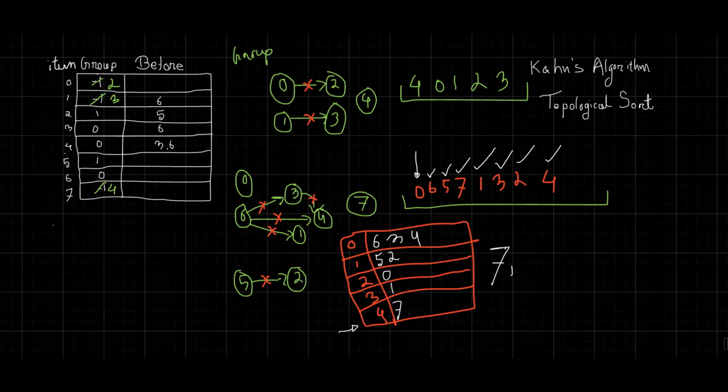After that, we have to put the element in the 0. It will be 6, 3, 4. Then we have to put the element in 1. It will be 5, 2. Then we have to put the element into the 2 and 3. It will be 0 and 1.